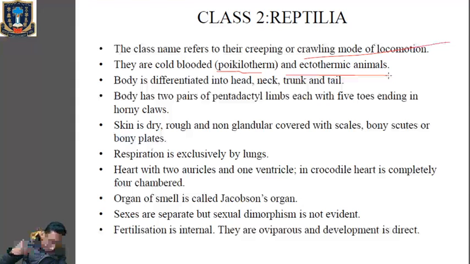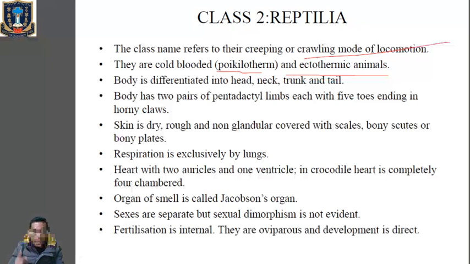The body of the reptile is differentiated into head, neck, trunk, and tail, and they also have pentadactyl limbs for locomotion. Each limb has 5 toes ending in horny claws. The skin is dry, rough, non-glandular, and is covered by scales, or bony scutes, or bony plates. Respiration mainly takes place with the help of lungs. Heart is generally 3-chambered, 2 auricles and 1 ventricle.